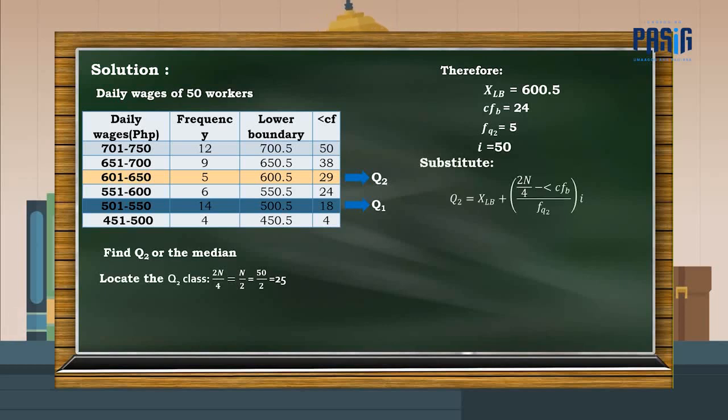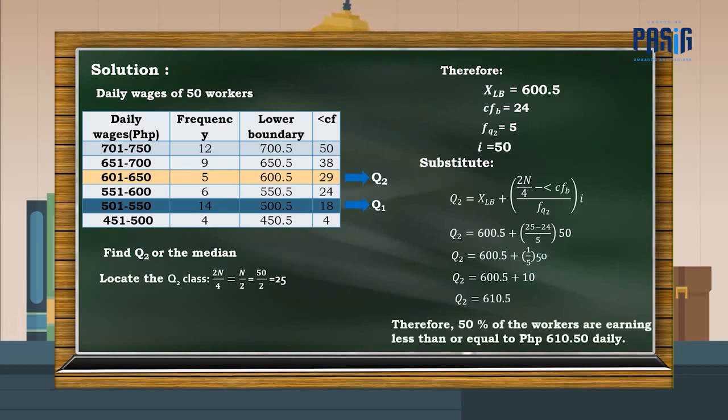Substitute these values to our formula and then perform the indicated operations. Therefore, Q sub 2 is equal to 610.5. This means that 50% of the workers are earning less than or equal to 610 pesos and 50 centavos daily.